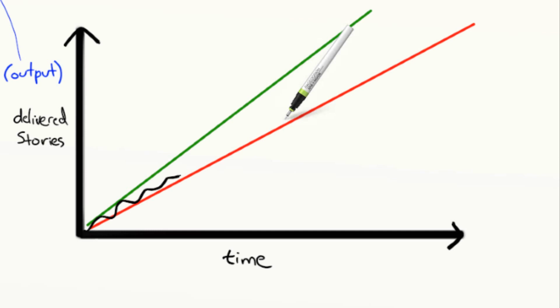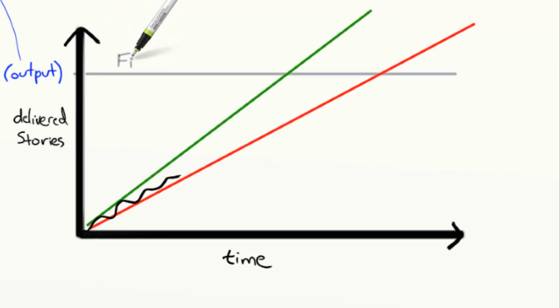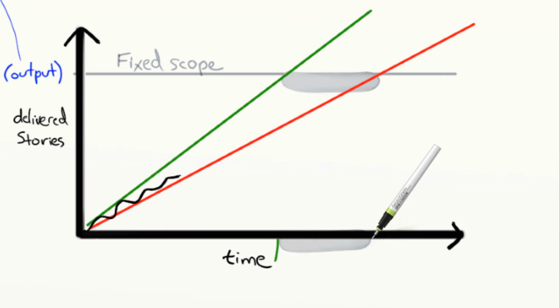Suppose the stakeholders ask Pat, when will all of this stuff be done? When will we be here? That's a fixed scope, variable time question. So Pat uses the two trend lines to answer. Most likely sometime between April and mid-May.